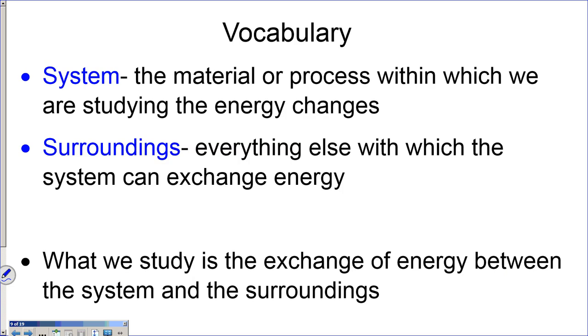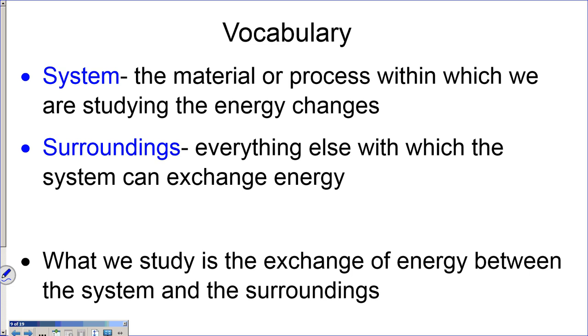Whenever we talk about thermochemistry and reactions, we look at how heat is being exchanged. So in Chem 1, we talked about endothermic and exothermic, and we talked about the system and the surroundings. So the system is the material or process within which we're studying the energy changes. So where is the actual reaction occurring? Where is the actual energy change occurring?